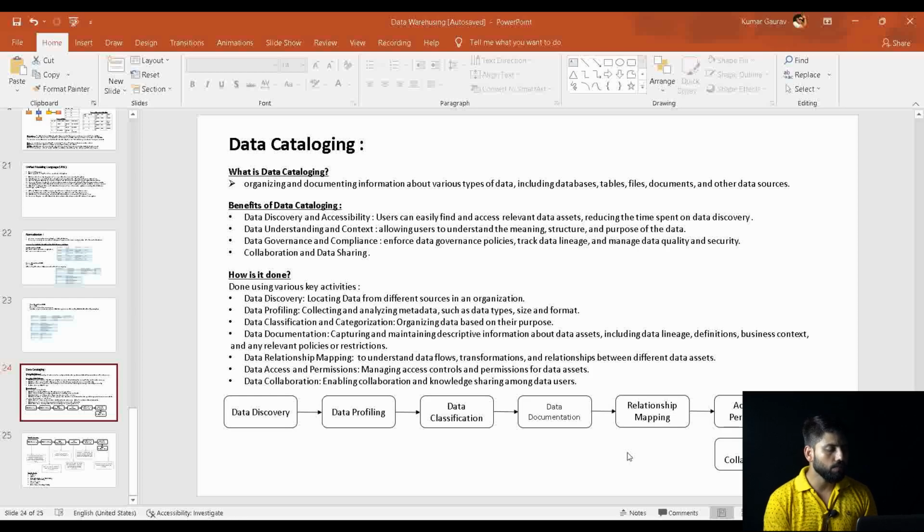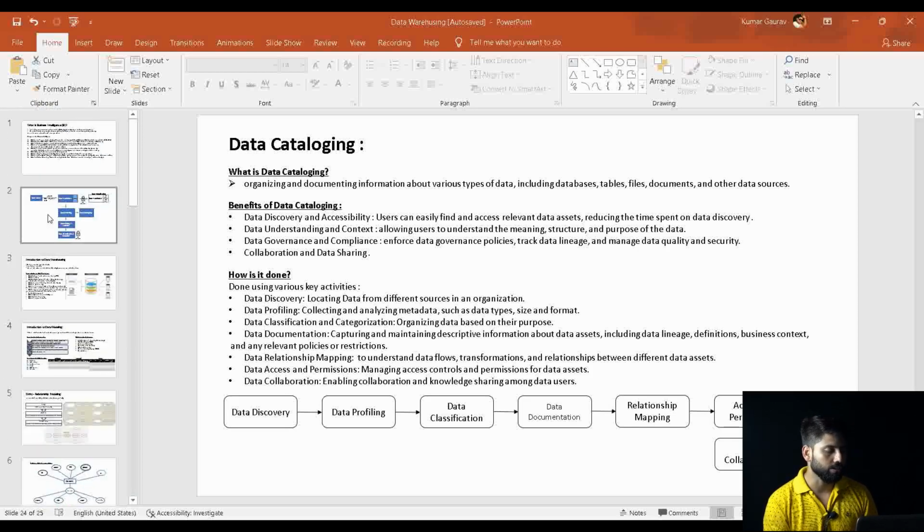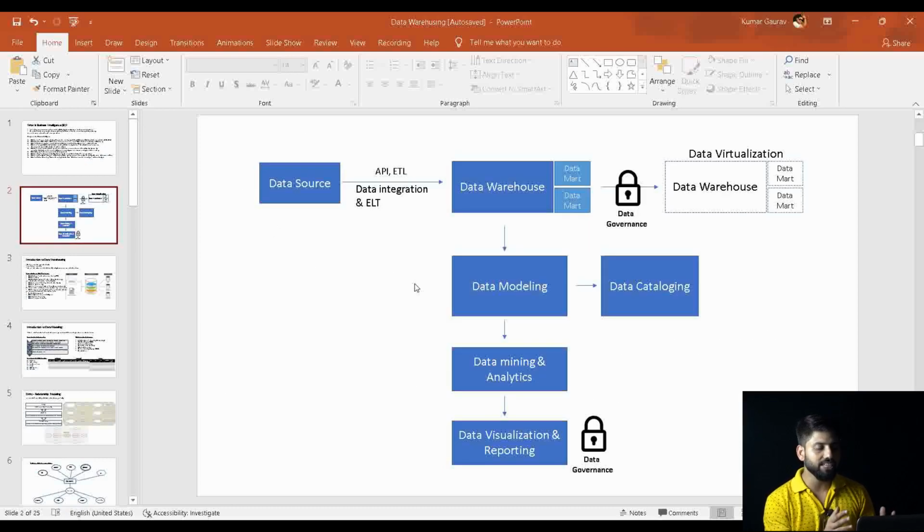So very first we will be moving towards the data warehousing architecture, so that we can get a relation of how this data cataloging is even in the picture. So here you can see this is the basic diagram of our data warehousing. First it starts with the data source connecting with the data warehouse and data mart, and then data modeling and data cataloging go hand in hand, and here we have the data cataloging concept coming into the picture. After that we have various analytics going on, and at the last we have reporting and visualization over there.